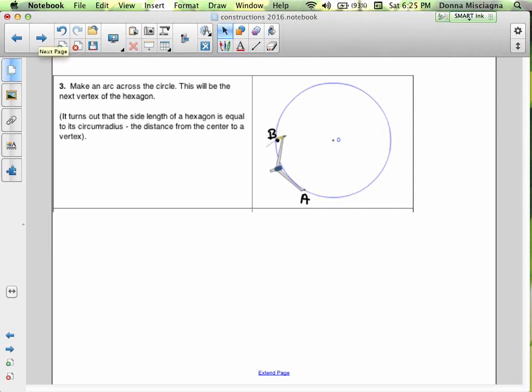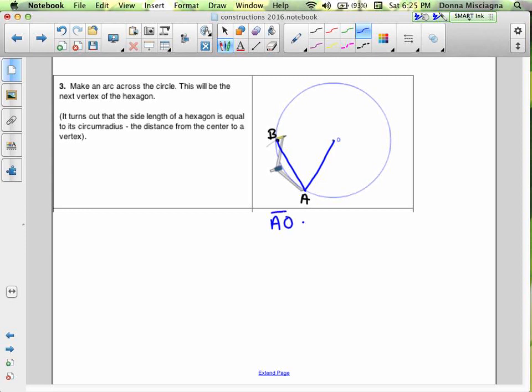This distance here from A to B is the same as A to O. Right? So AO is congruent to AB. Right? And AO was the radius.